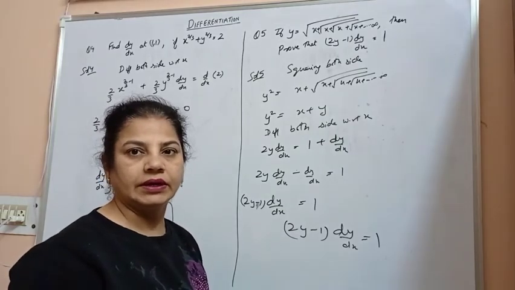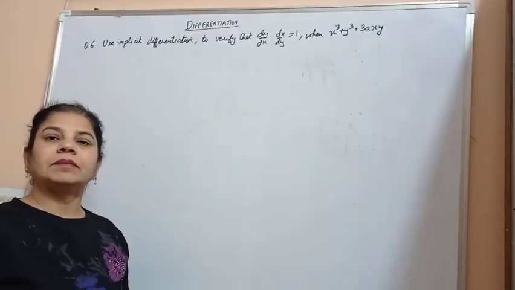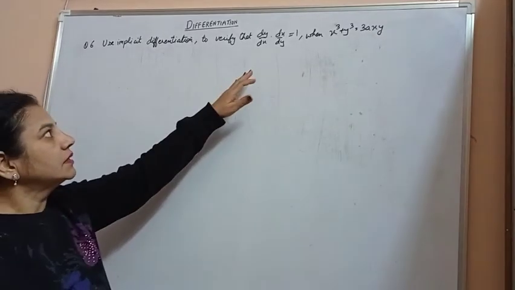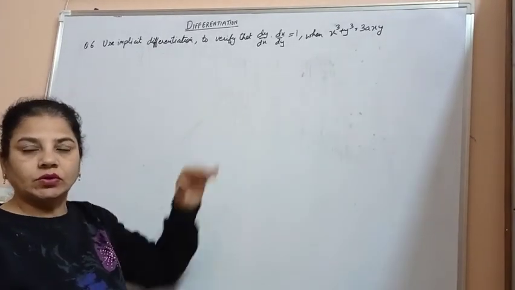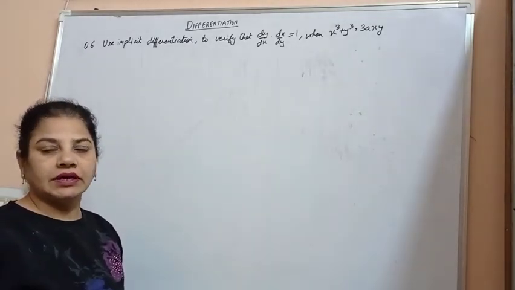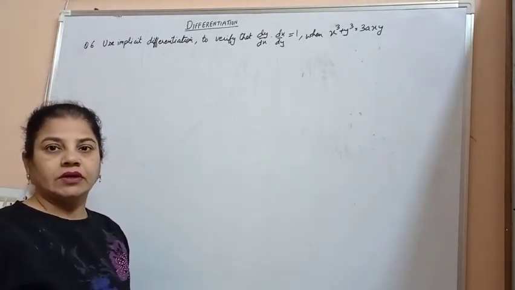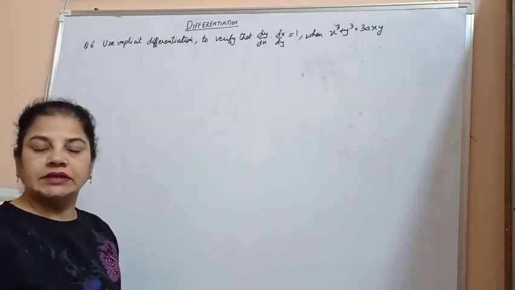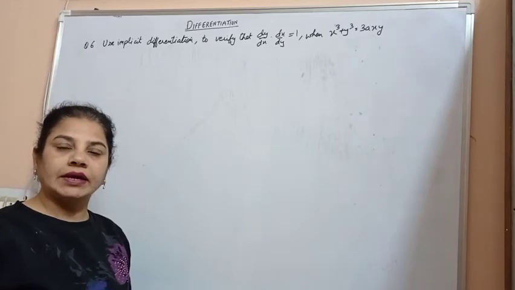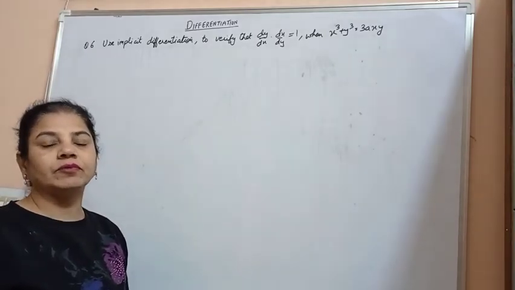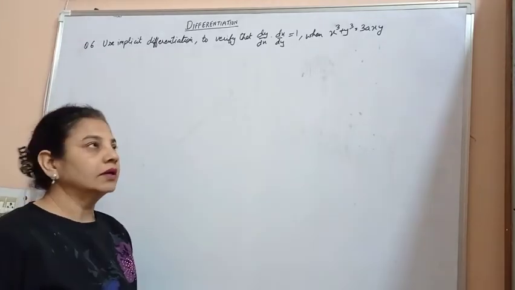Using implicit differentiation, verify dy by dx into dx by dy is equal to 1 when the function is given to us as x cube plus y cube is equal to 3axy. To solve this, first of all, we differentiate the given function with respect to x. Then we differentiate with respect to y. And then we take the product of dy by dx into dx by dy and prove that the result is 1. So let us start with it.